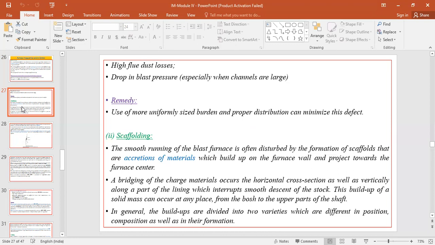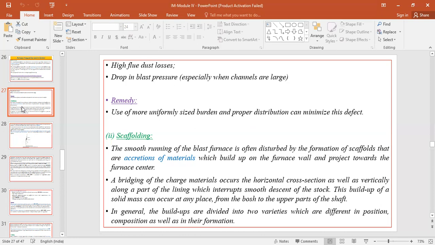Then drop in the blast pressure. If there is a high resistance to the gas flow, then a very high pressure drop will be there. So these are some of the indications for the formation of channeling inside the blast furnace.